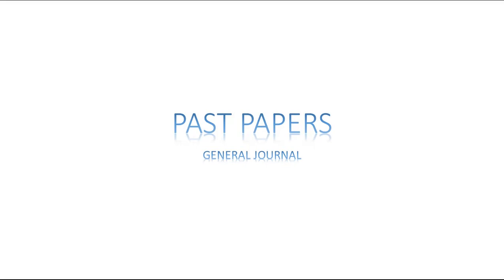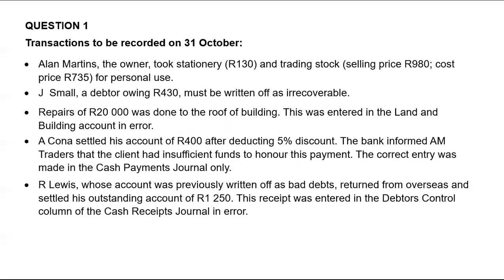Let us quickly do a past paper, or past papers, based on the general journal. We'll start with question 1. These are transactions to be recorded on the 31st of October. We have Alan Martins, who is the owner. Highlight that.